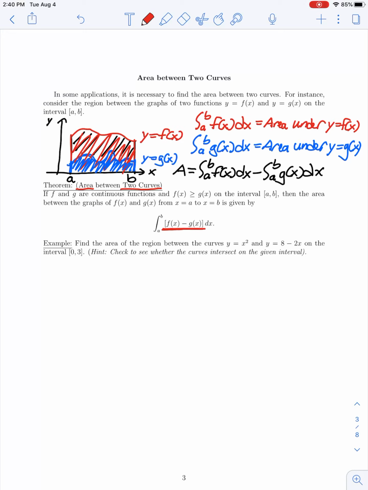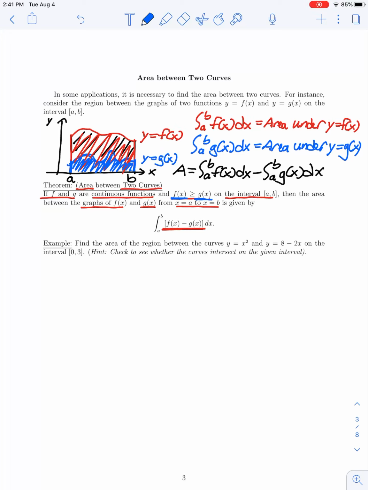Making this a little more formal, if f and g are continuous functions, and f of x is greater than or equal to g of x on the interval from a to b, then the area between the graphs of f of x and g of x on that interval is given by the definite integral of f of x minus g of x. We've got to be a little careful about our difference here. We're taking the upper curve, f of x, and then subtracting the lower curve, g of x, so we want to make sure that we don't have that value backwards.